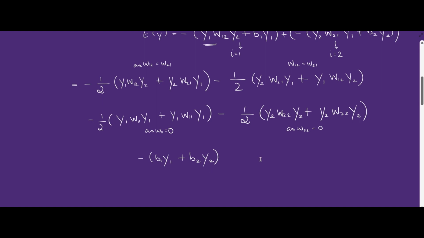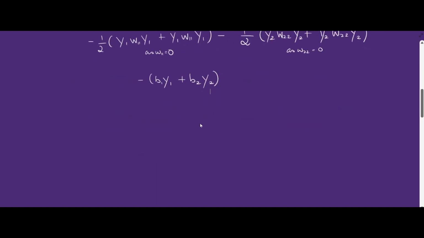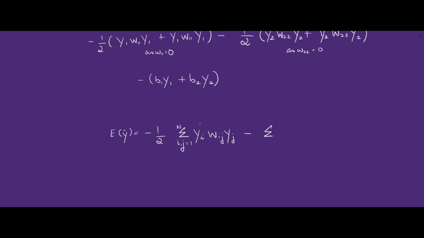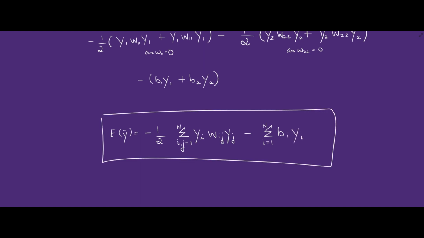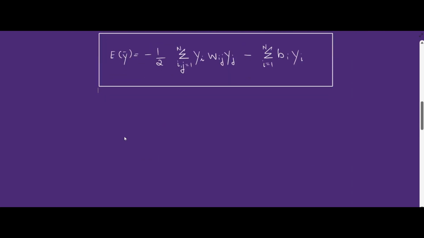Now, if you look at this, I can write the entire matrix, all the terms, in short. So I can write this as E of y bar is equal to minus half summation i, j equal to 1 to n, being equal to 2, yi wij yj, minus summation i equal to 1 to n bi yi. So this is the form of the energy of the Hopfield network.